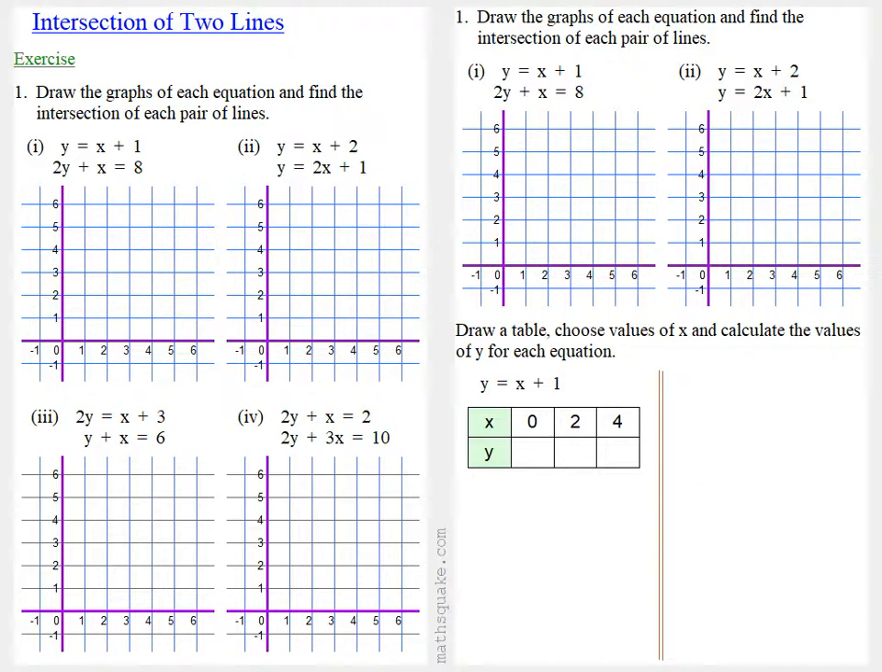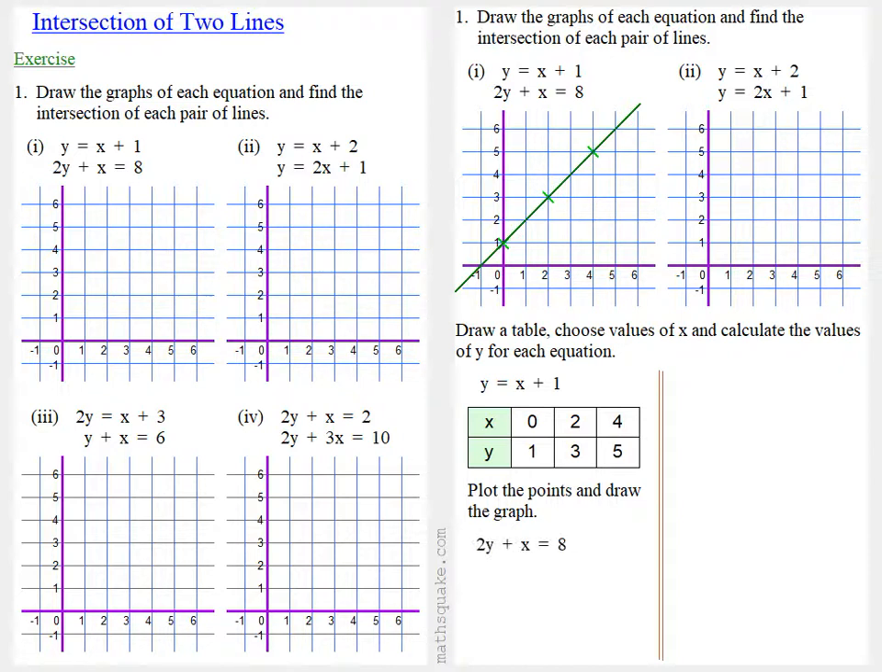Now if x is 0, then y is 0 plus 1, which is 1. If x is 2, then y is 2 plus 1, which is 3. And if x is 4, y is 4 plus 1, which is 5. So we can plot these points on the graph and join them with a straight line.